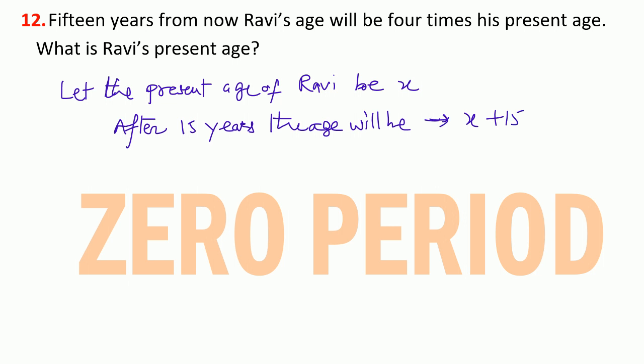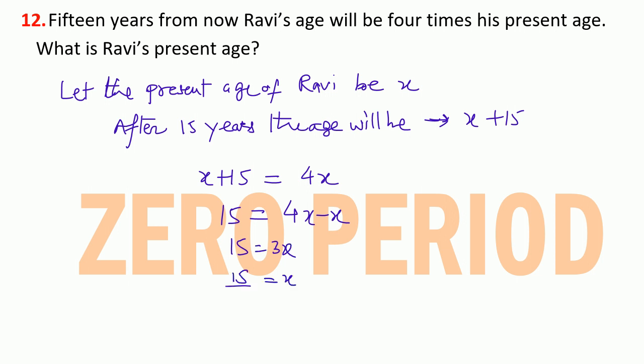One relation is given between these two ages. 15 years from now, Ravi's age will be 4 times his present age. That means X plus 15 is actually 4 times X. We transpose this X to the right hand side, and we can write the equation in this form. 15 equal to 4x minus x. So 15 equal to 3x. Therefore x equal to 15 upon 3, x equal to 5. So the value of x is 5. Therefore, we can write the present age of Ravi is 5 years.